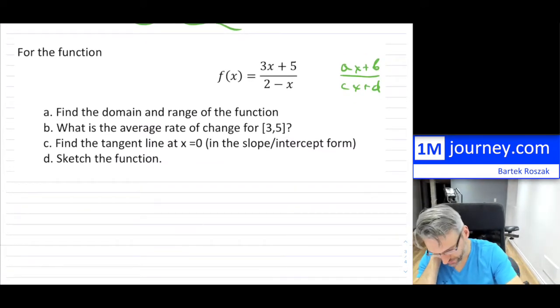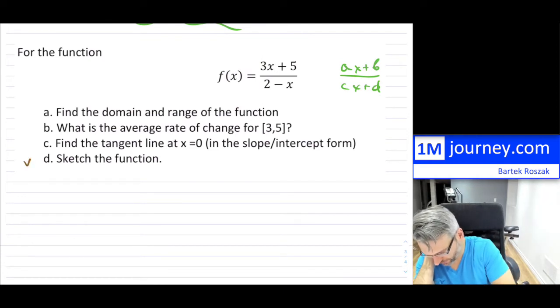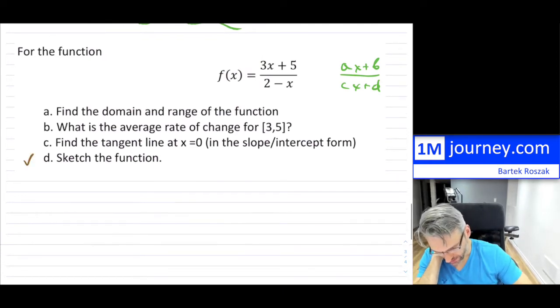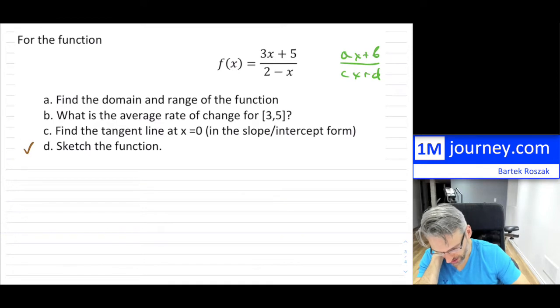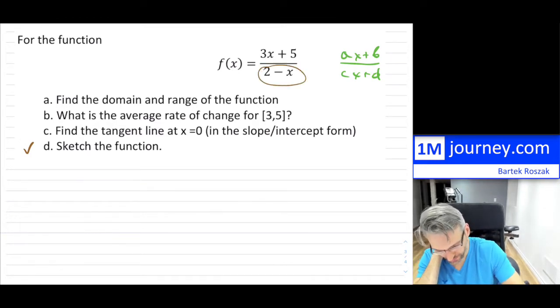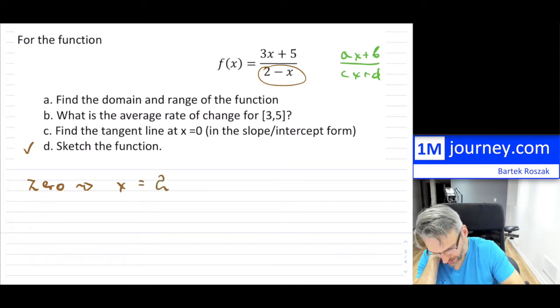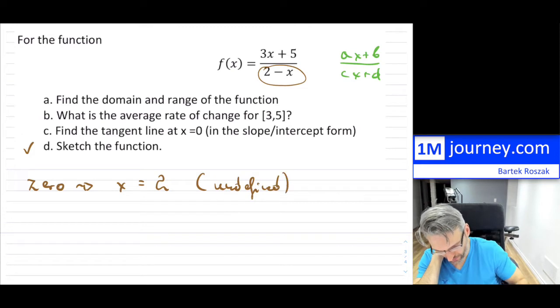So first of all, we've got to be careful here. I'm going to try to do all of this kind of at once. Even from the sketch, I like to sketch to see how this thing looks. From the denominator, it looks like we have a 0 at x equals 2, which means this thing is going to be undefined. So that's going to be a vertical asymptote for us.